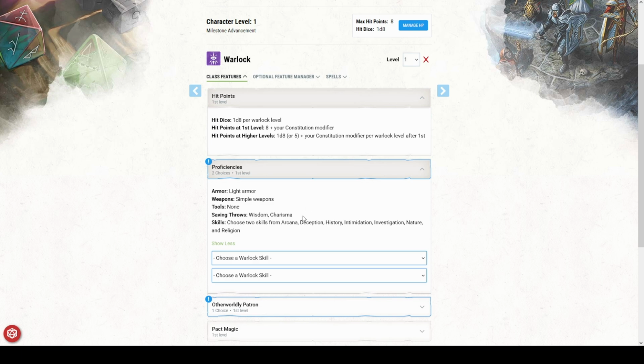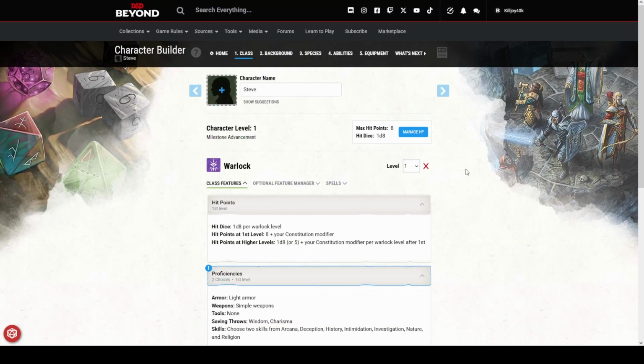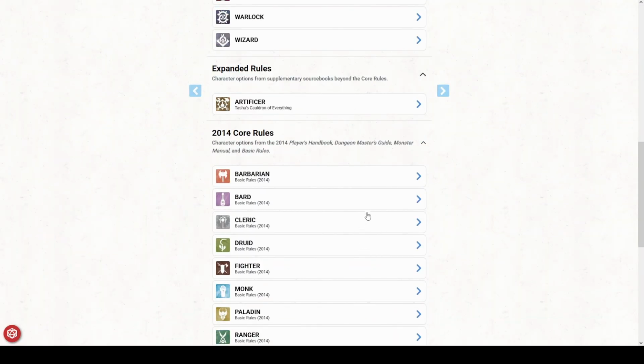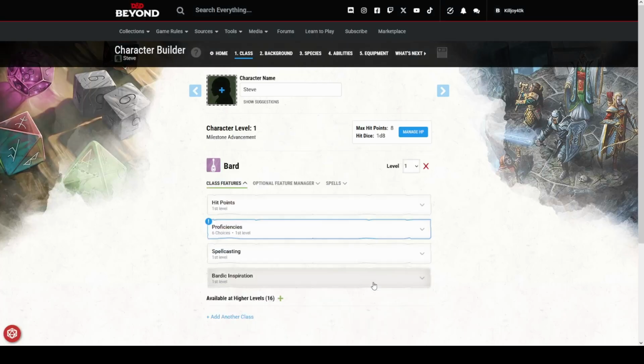And then you have skills. As you can see, there are 2 drop downs. You get to pick 2 of these. I will explain all the skills. Let me back up. We were going to make a warlock. I'm going to make a bard instead because a bard has another feature I would like to explain.